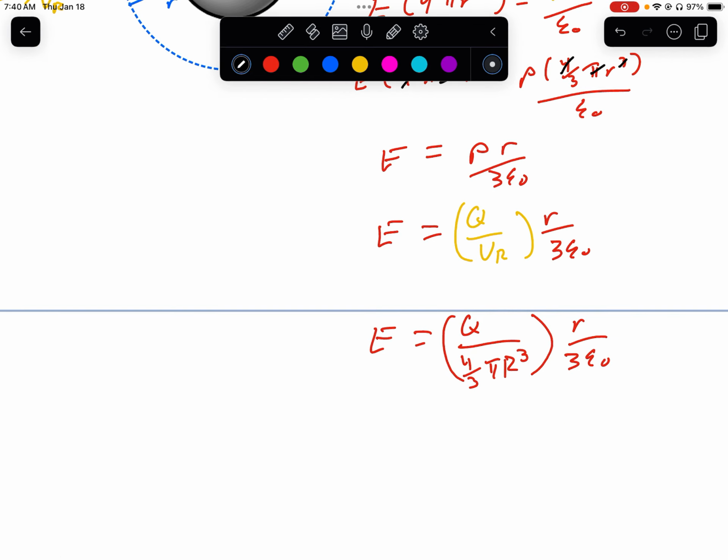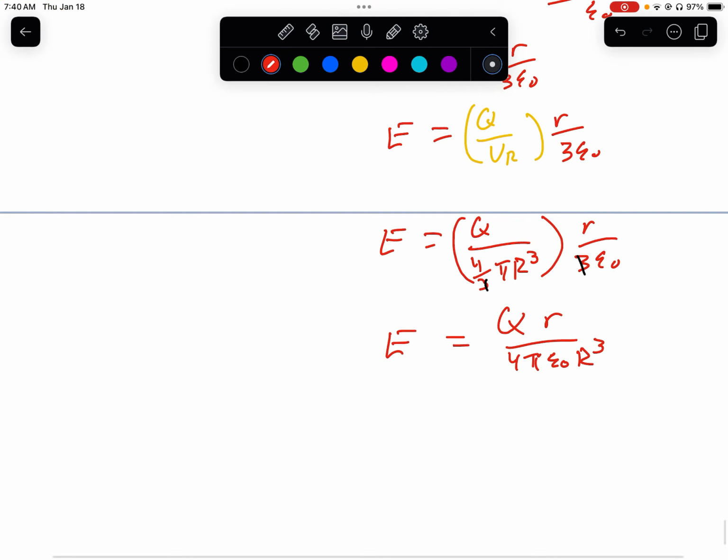We do get to do a little bit of canceling. Not a lot, but at least a little. Oh look, 3. We can get rid of the 3. Lucky day. So E is equal to Q times r over 4, pi, epsilon naught, and R cubed.